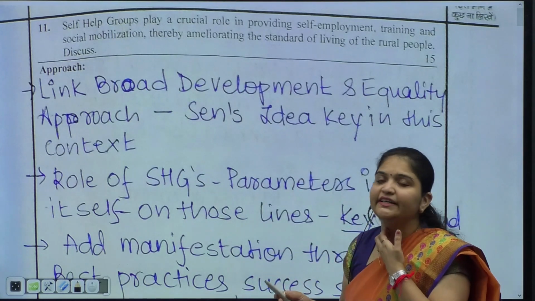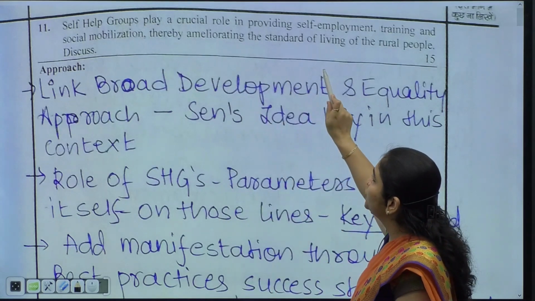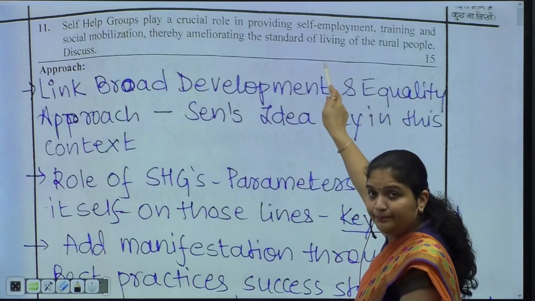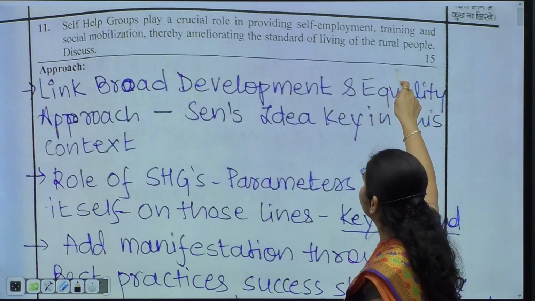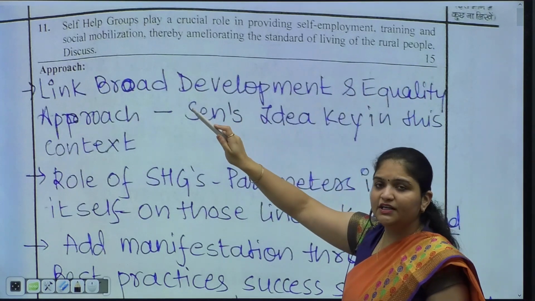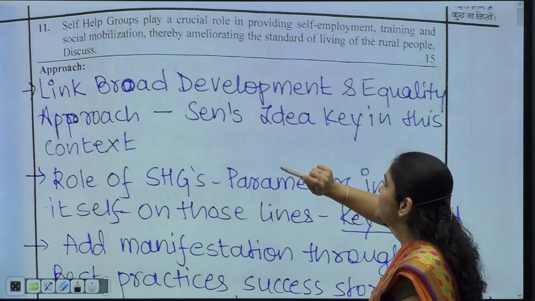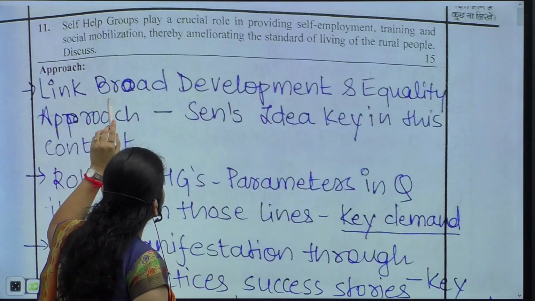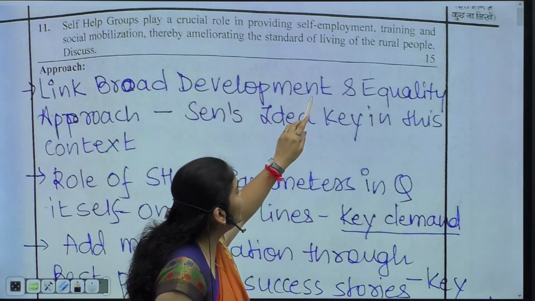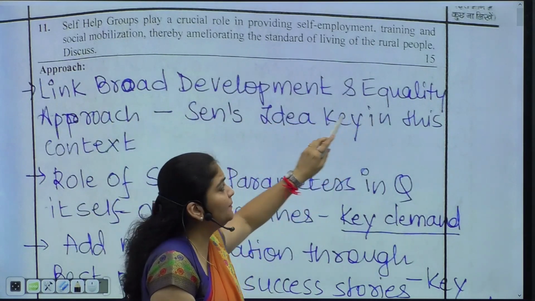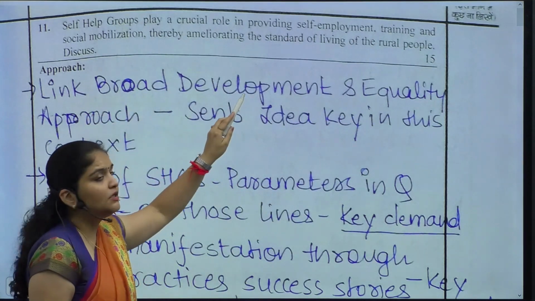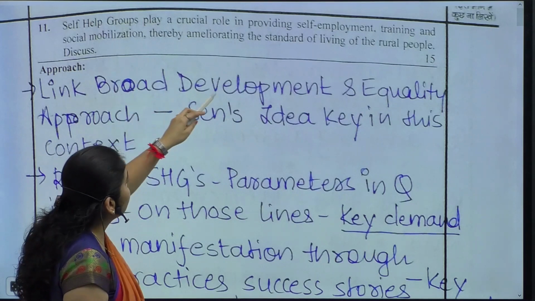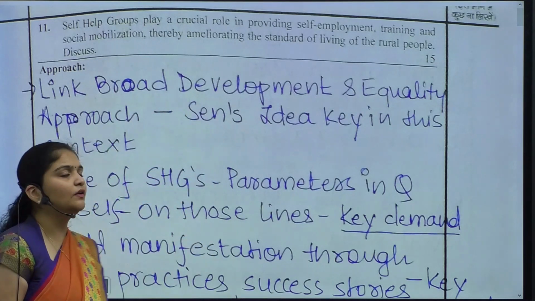So the question reads: self-help groups play a crucial role in providing self-employment. Second aspect is training and third aspect is social mobilization, and ameliorating the standard of living of the rural people. So there are 4 dimensions: self-employment, training, social mobilization, and standard of living of the rural people.